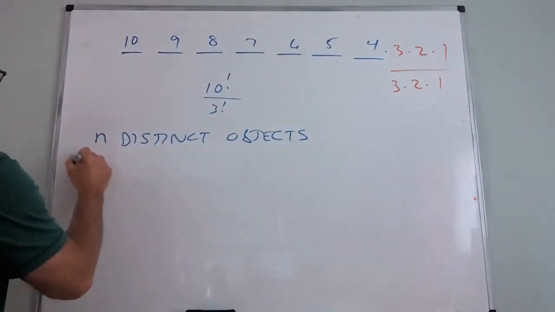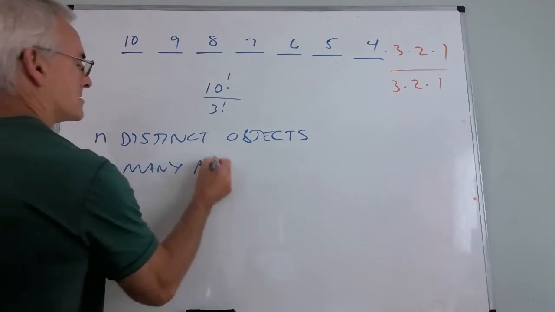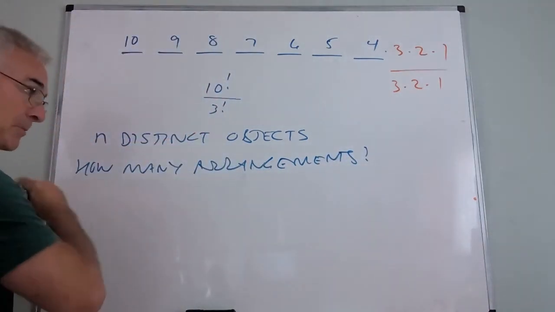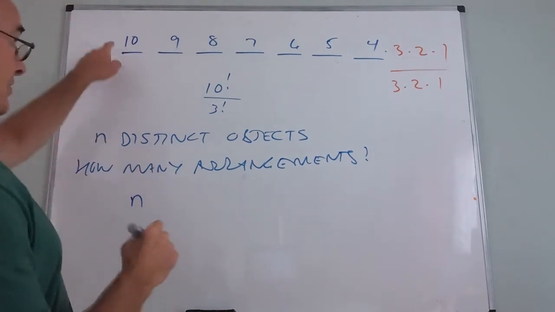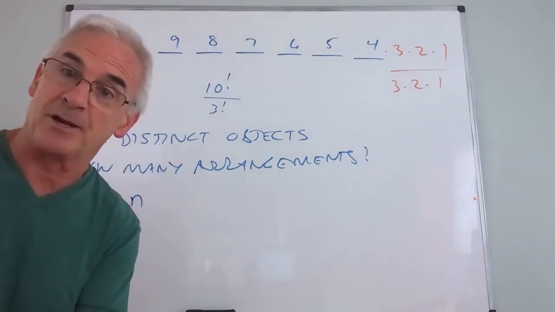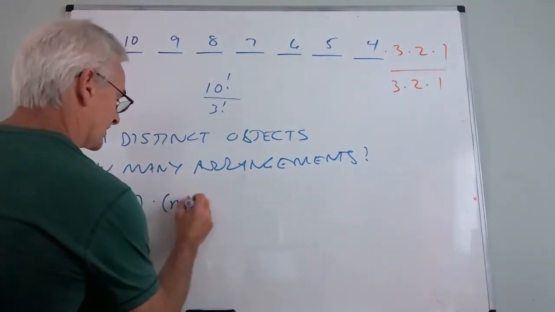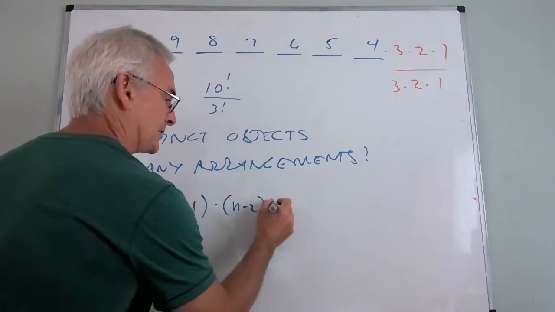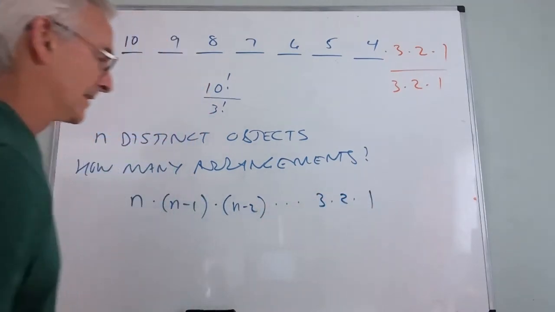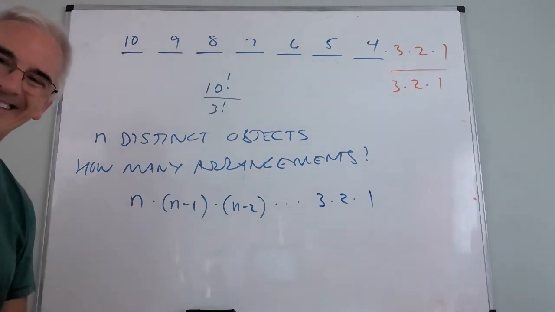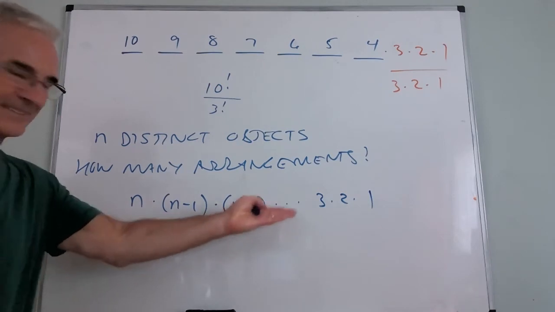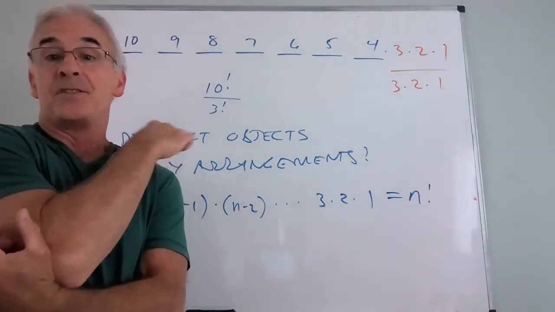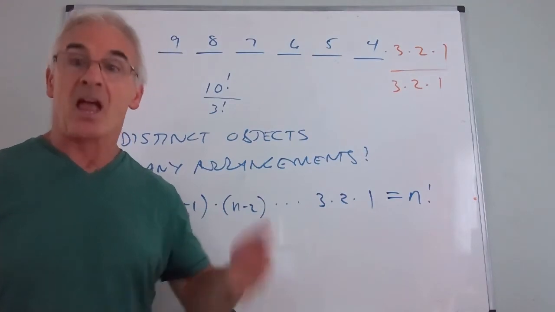Okay. How many arrangements? Well, for the first object, I'm going to put them in order. I have n for the first object, just like I had 10 choices for the first number. Now, once I've selected the first object, how many objects are left? N minus 1. So that's how many choices I have for the second position. Now that I've chosen the first two positions, how many objects are left? N minus 2. And I'm going to do this all the way till I get to the last. Boom. And that number is what? N factorial. This is where factorials come from. This is actually the definition of a factorial to begin with. The number of ways of arranging n distinct objects is n factorial.